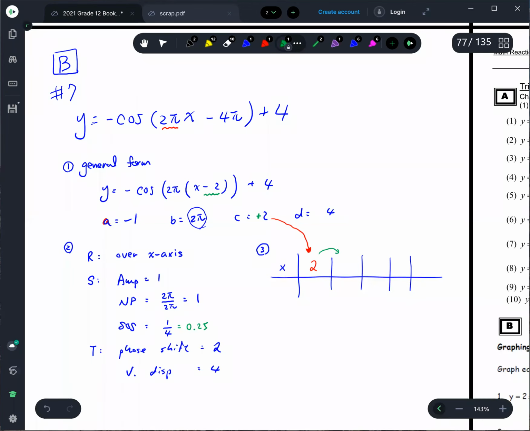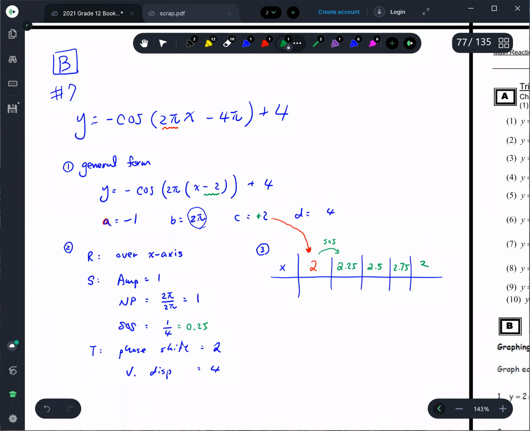You keep on adding the SOS. Okay, if B is negative, then you need to do subtraction with the SOS. Okay, so Chris, can you complete the table then? 2, 2.25, 2.5, 2.75, yeah, and 3.